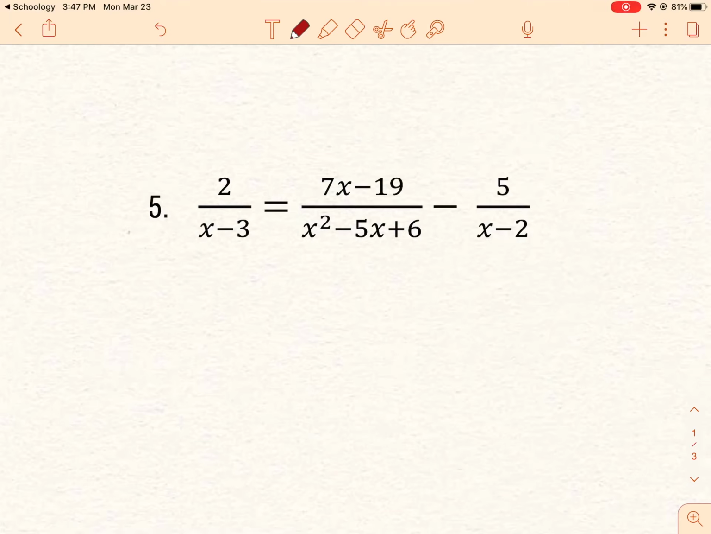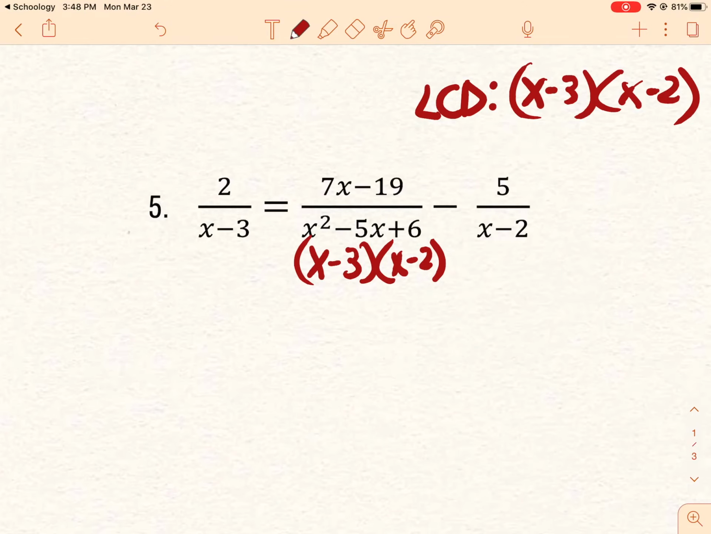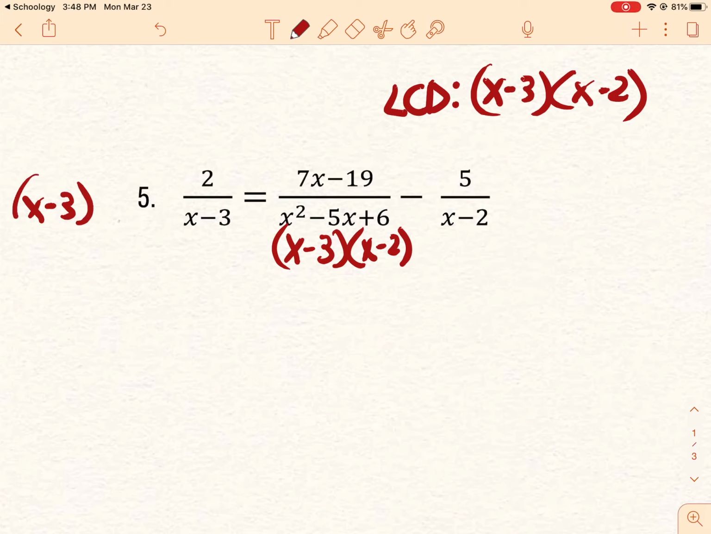So we want to factor this denominator. This factors to x minus 3, x minus 2. That second problem where we did the little trick of subtracting things with common denominators, none of these have a common denominator, so it won't work. If we come up with the least common denominator, it's going to be an x minus 3 and an x minus 2. So that's what you want to multiply all three of those terms by, an x minus 3 and an x minus 2.